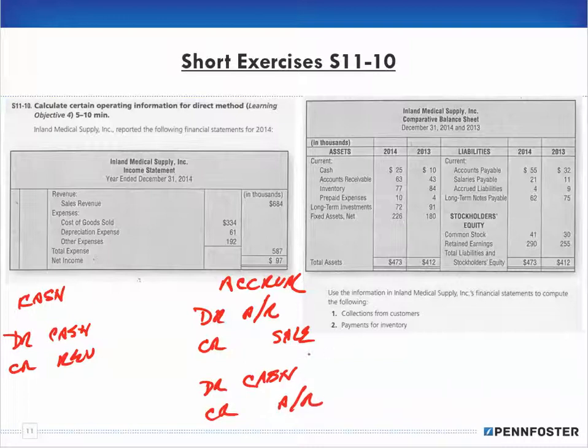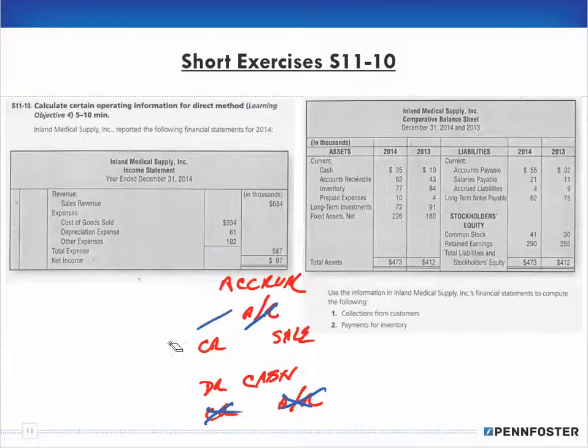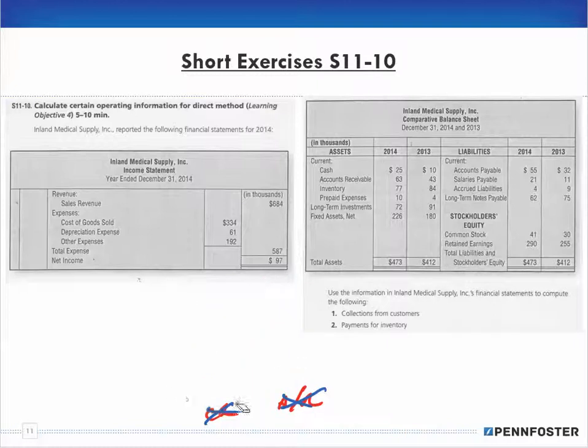This shouldn't be any new news to you, nothing earth-shattering, no kind of epiphany here. You should already know this stuff. But the point is that our accounts receivable wash each other out, and all we're left with is the same credit to revenue and the same debit to cash. So when we have the collections from customers, we can't just say it's the difference between our year ends, the 63 versus the 43.